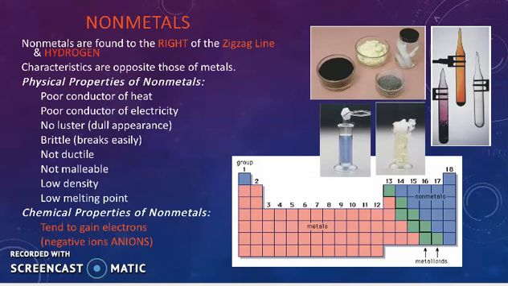The chemical properties of nonmetals, they tend to gain electrons. They form negative ions called anions. They're going to gain extra electrons and form those negative ions.